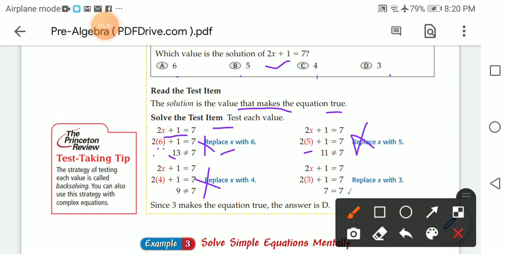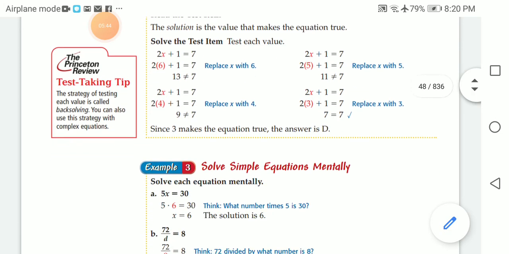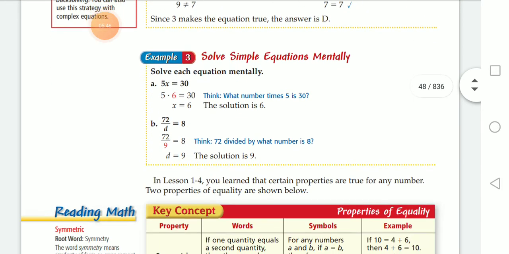So 2 times 3 gives me 6. 6 plus 1 is 7. This is the right answer. So D is the right answer. Okay, it's easy and very interesting.